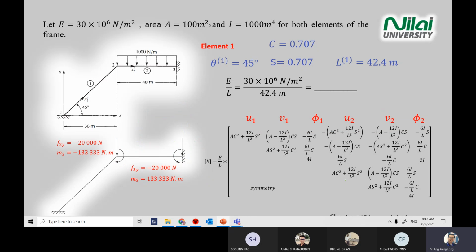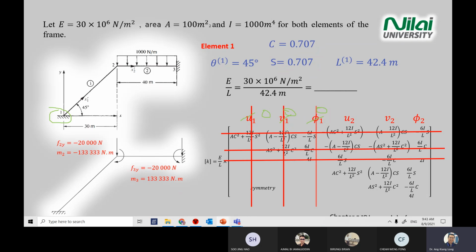Okay, so the next one is cancellation of equation. So you have 6 times 6 matrix here. However, if you look at point number 1, you start applying the boundary condition. Point 1 cannot move. So meaning this one 0, this one 0, this one 0. So you can close the matrix. Okay, you can close up. You only need to focus on this area. So you are reducing 6 equations to 3 equations. Okay. So I highlight with the box there.